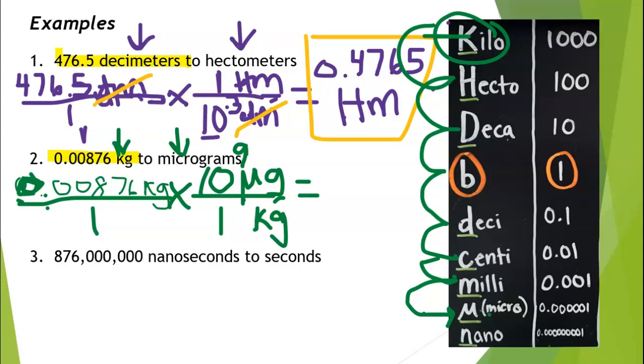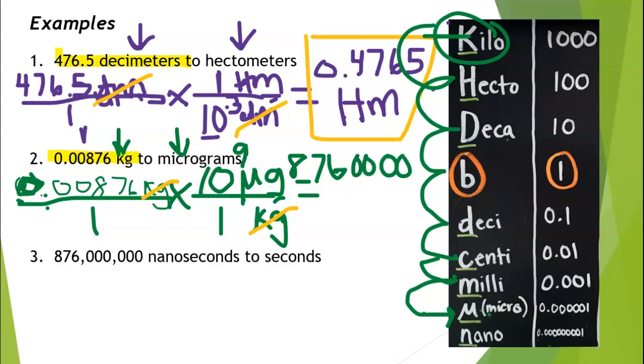Equals, now we just need to cancel our units. So kilograms cancels with kilograms. Multiply across the top and divide by the bottom. All we have in the bottom are 1s, so really all we need to do is multiply across the top. Raised to the 9th. So, what I got when I put that in my calculator is a very large number. I got 876 with 4 zeros.